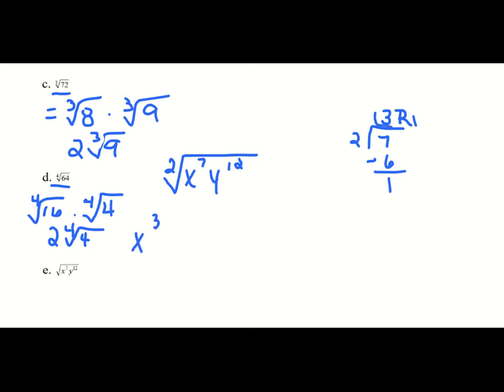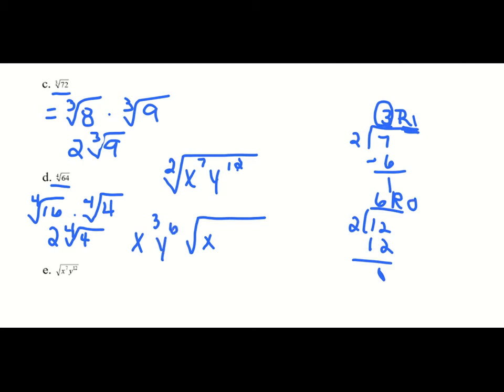Think of this as your exponent. This is going to tell you how many x's remain under the radical, the remainder. I'm going to leave a little space here, put my x. Now, y. 2 goes into 12 6 times, and there is no remainder, so there's nothing left under the radical, so we would just have y to the 6th power times the square root of x, because that's our only remainder. So our answer there would be x to the 3rd power, y to the 6th, times the square root of x.